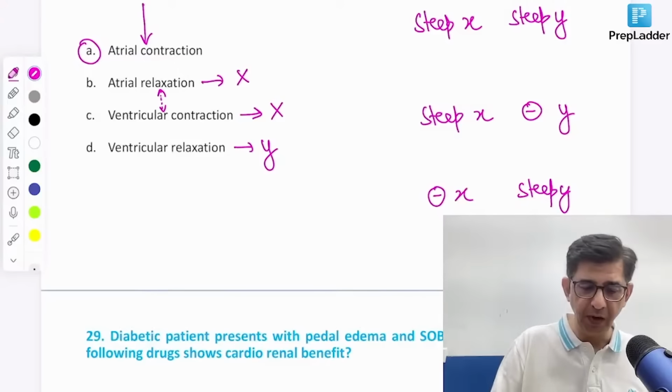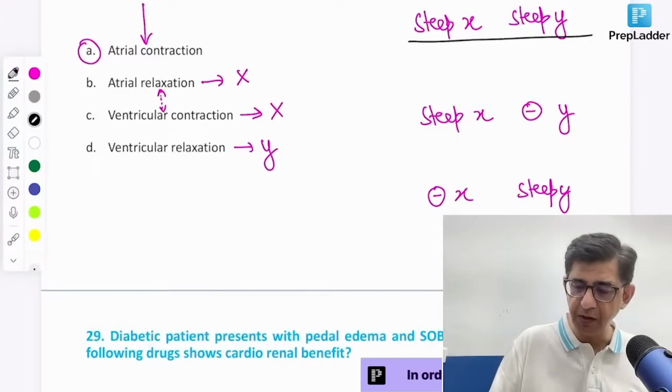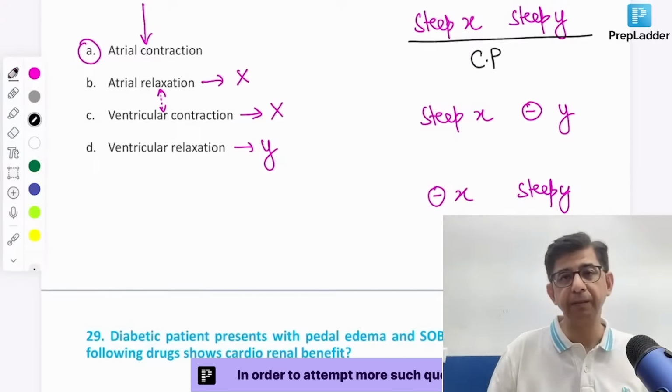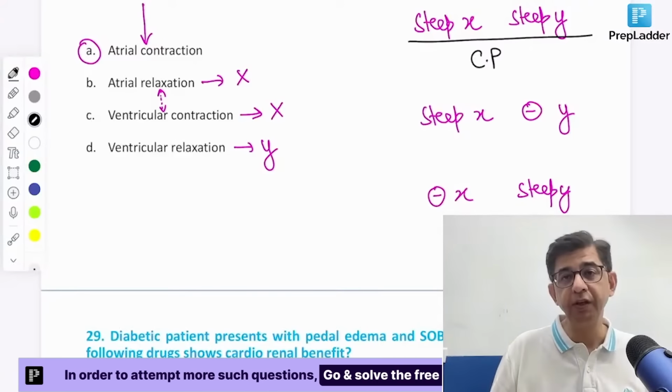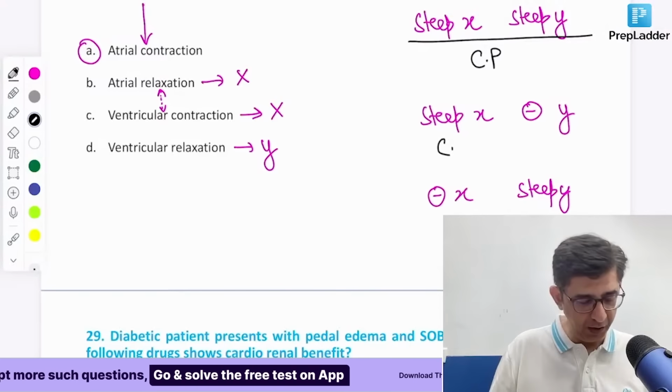Steep X and steep Y. This is the feature that is seen in constrictive pericarditis. If I say steep X and absent Y, this would be cardiac tamponade.